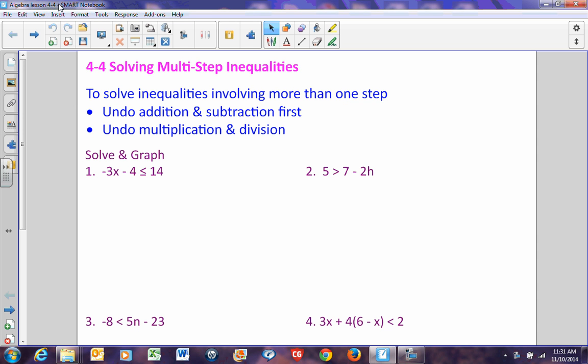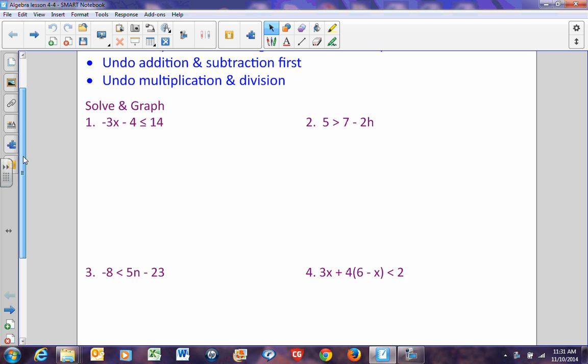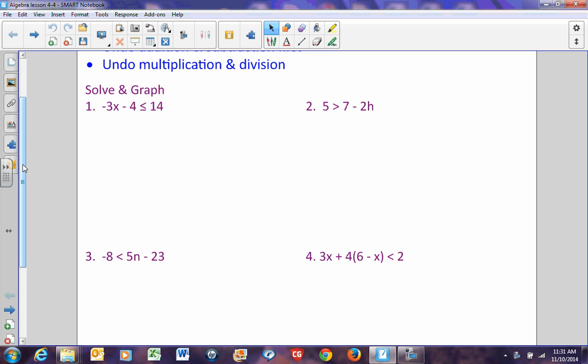Do be aware that before you can undo any addition and subtraction, you must get rid of all parentheses and do all of those things as well. Let's take a look at this first inequality. Negative 3x minus 4 is less than or equal to 14. The first thing I have to do is get rid of any addition or subtraction. I can clearly see that my inequality has 4 subtracted from it, so I need to add 4 to both sides of the inequality first.